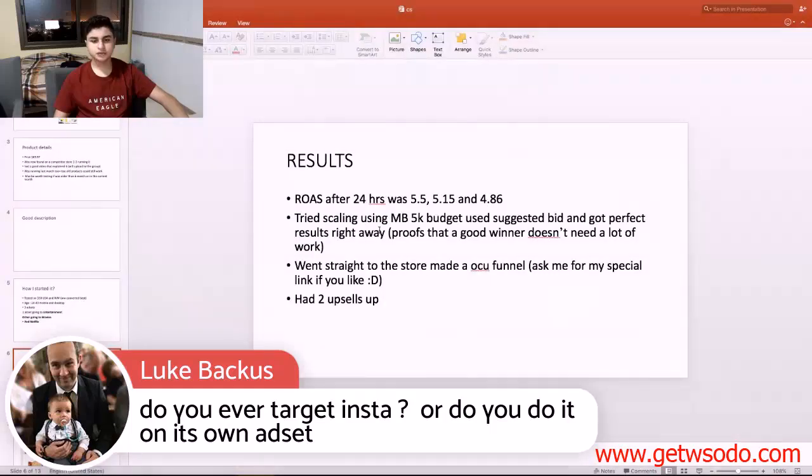Tried scaling using manual bidding, 5K budget and suggested bid, and got perfect results right away. For 2 hours, I saw that the results were so good, I left it. That also proves that a good winner does not really need a lot of work, not a lot of adjusting in the bid. I just tried scaling it and it worked.